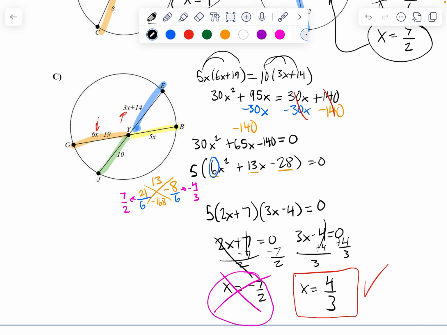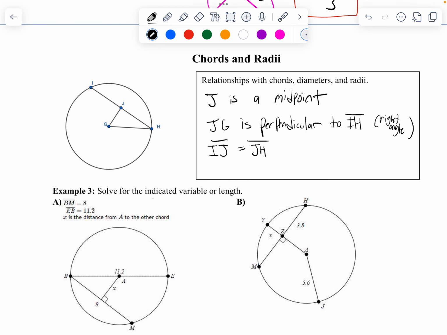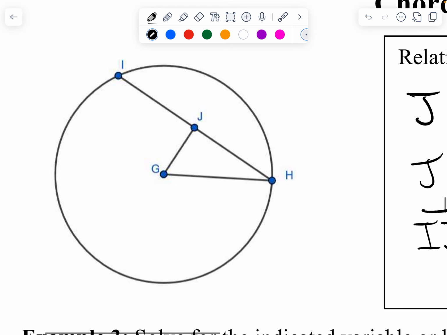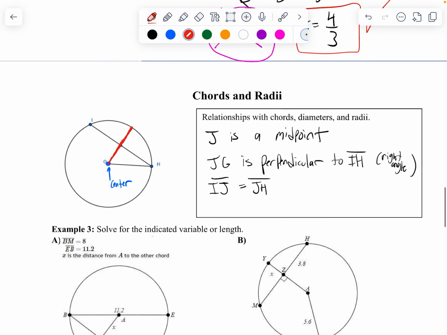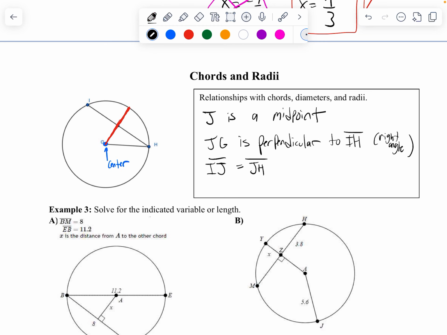Last but not least, one more, chords with a radius and a circle. Okay, as our last property, we're so close. All right, so first off, this is a particular situation when you have this is the center, by the way, center of your circle. And if you were to draw the G to J, continuing on, that is a radius of a circle, that's when this property really hits home. Okay? You're essentially being told that J is a midpoint, meaning that it cuts I to J and J to H into 2 equal segments. All right? They are congruent to each other.